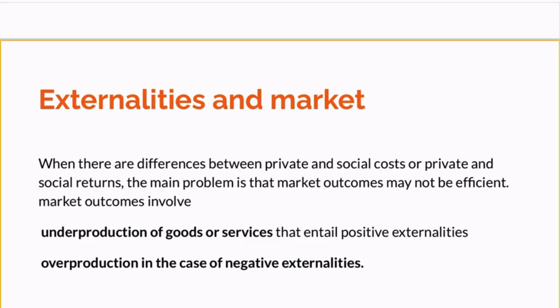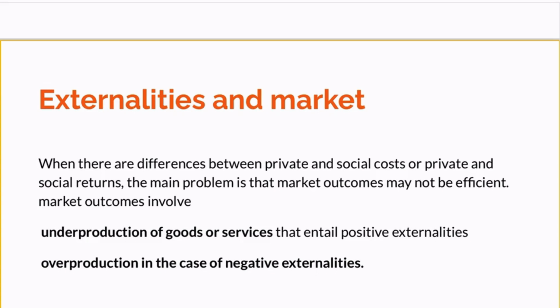If there is a negative externality, we would find that a negative externality results in an overproduction of negative goods, overproduction of polluting goods. This would be explained to you with the help of a graph shortly. Similarly, if there is a positive externality, that results in the underproduction of goods.